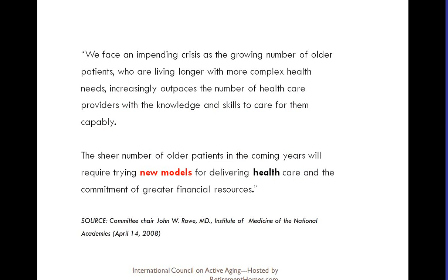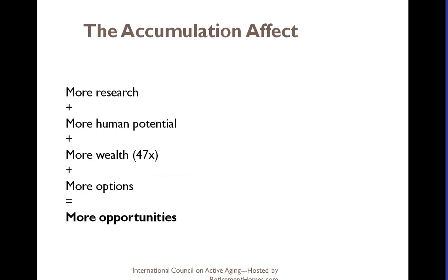Thus, we see dollar signs, and we also see reports like this from Dr. John Rowe, the committee chair for the Institute of Medicine of the National Academies. And it basically, to paraphrase it, says we're in deep trouble unless we change. We're facing an impending crisis because the complex health issues are outpacing our skills and people, and we need to adjust to new models for delivering health care. And that is also having a profound impact on the model that we have moving forward for senior living.